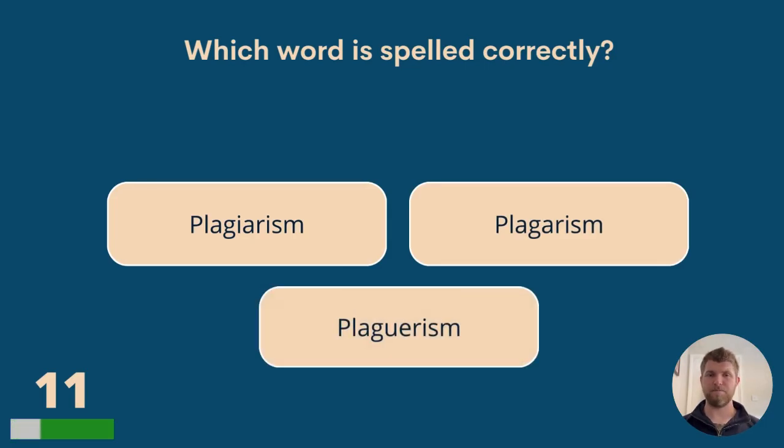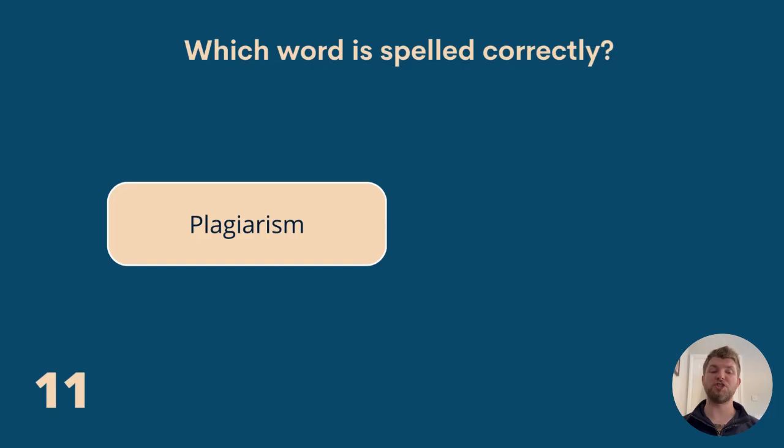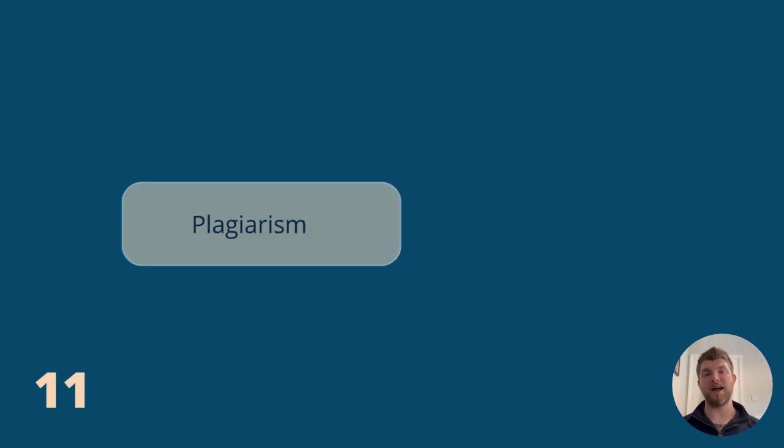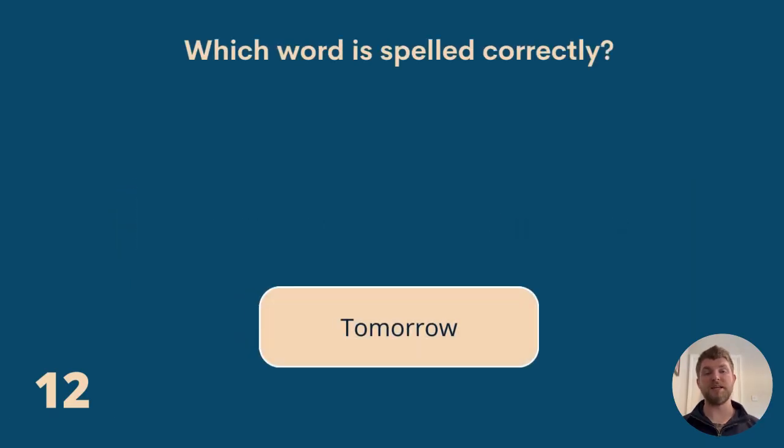Plagiarism. How do you spell plagiarism? The answer is P-L-A-G-I-A-R-I-S-M. What about the word tomorrow? How do you spell the word tomorrow? T-O-M-O-R-R-O-W.